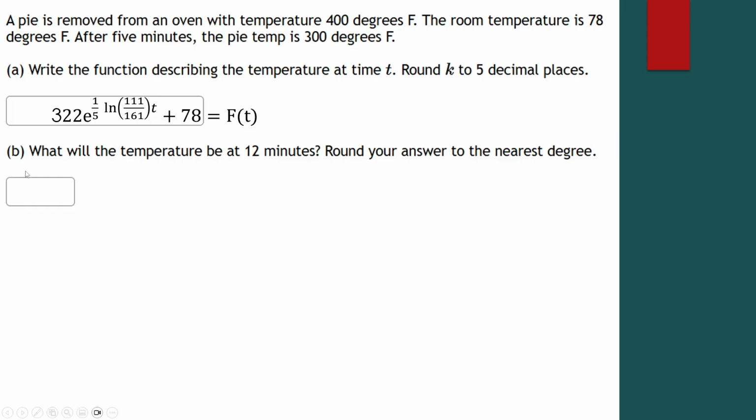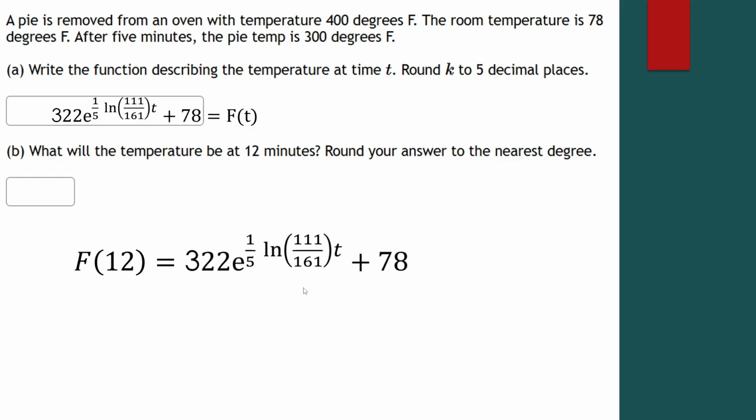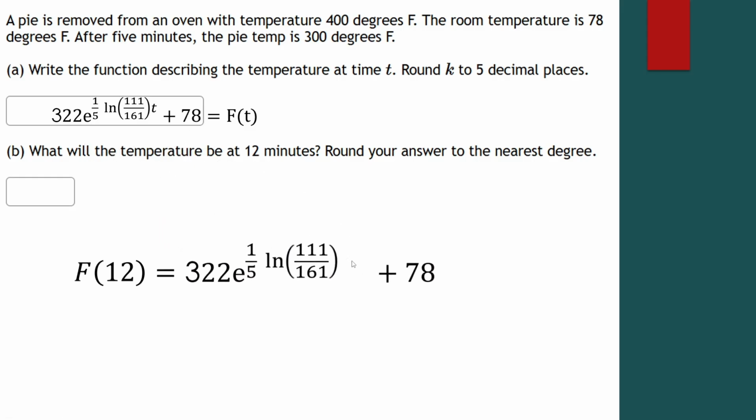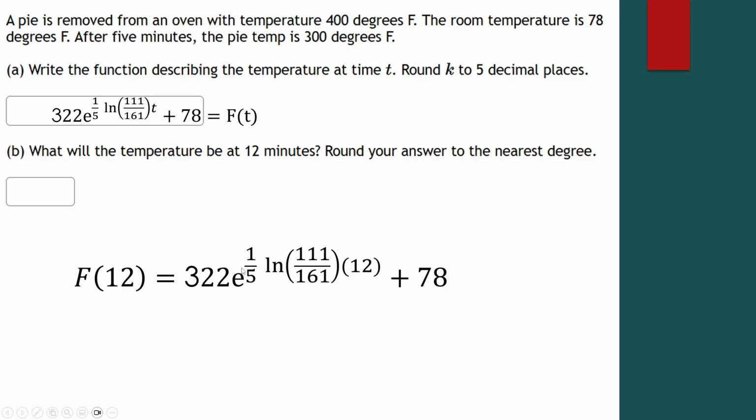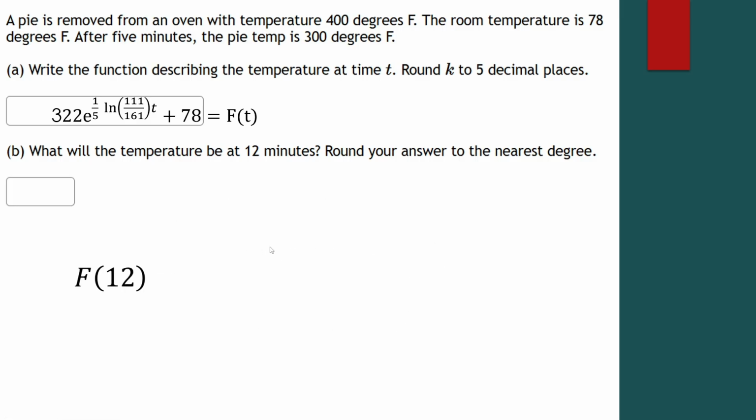Now the answer to question B, which is what will the temperature be after 12 minutes, is going to be f of 12. And they want to round our answer to the nearest degree. So first of all, we got to take the function we have and plug in 12 as the number. And now after solving all of this using a calculator, we get approximately 209.9, which we are going to round to the nearest degree, so it's around 210, and that's going to be our answer.